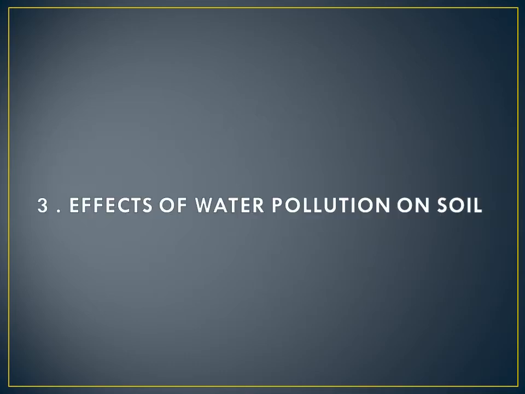Number three, pupils, we want to have a look at effects of water pollution on soil. What problem is the polluted water going to have on soil? Acid rains make soils acidic, therefore making them unsuitable for cultivation, for agriculture, for production of crops. Excessive use of farm chemicals also makes soils less productive. Pupils, the soil becomes loose.